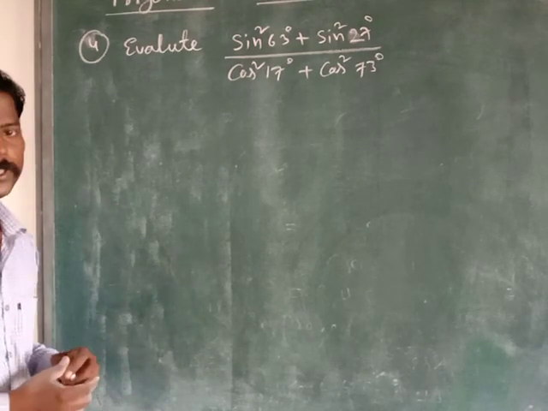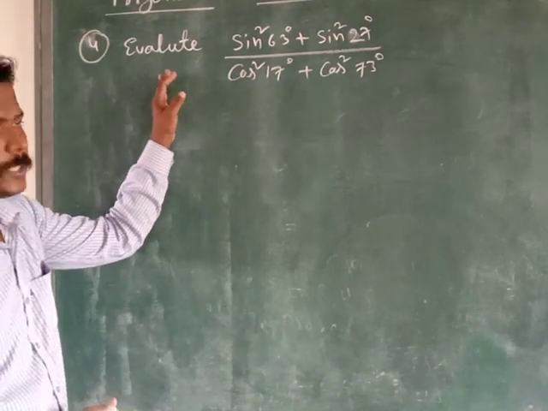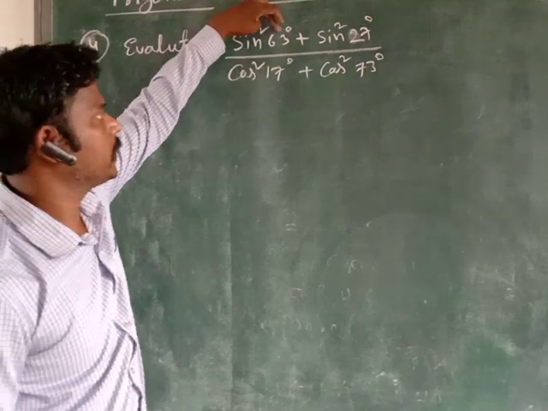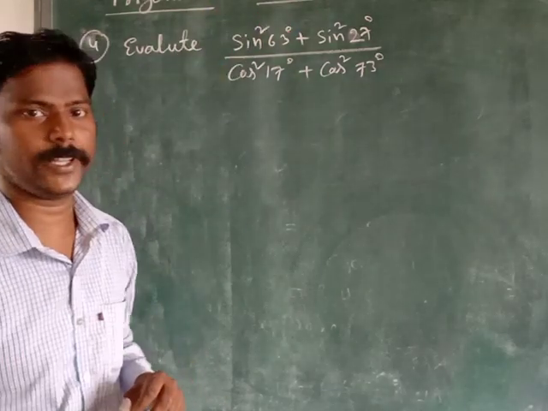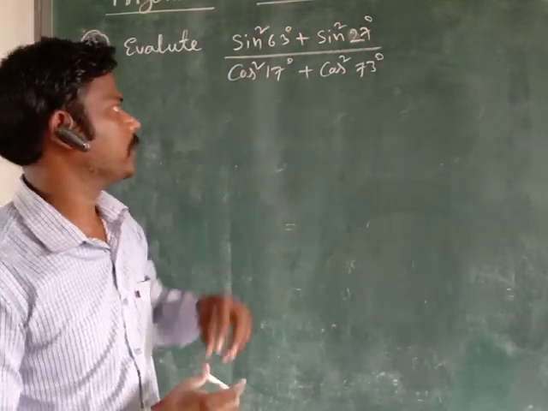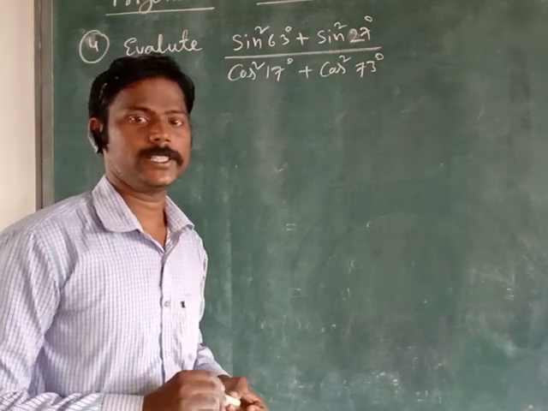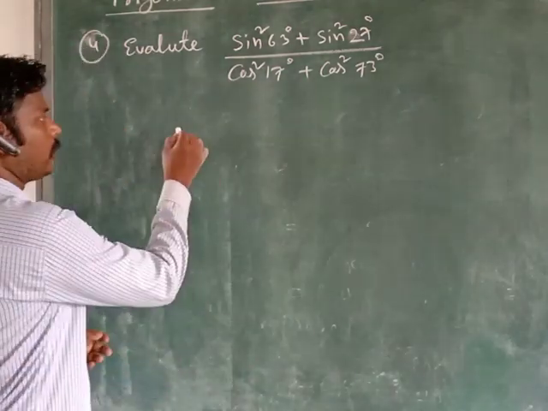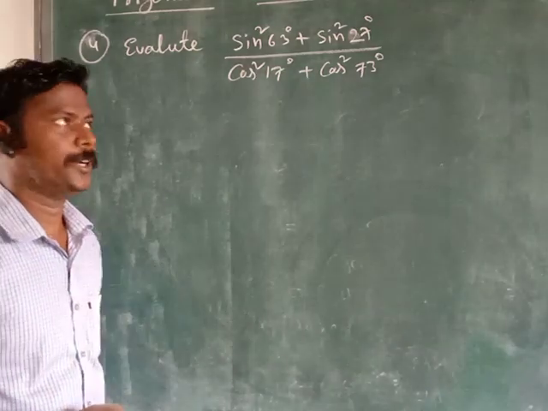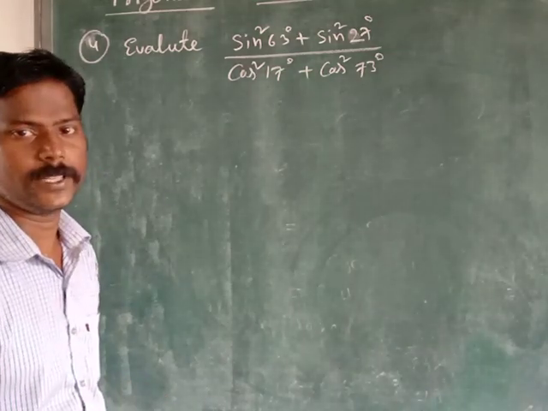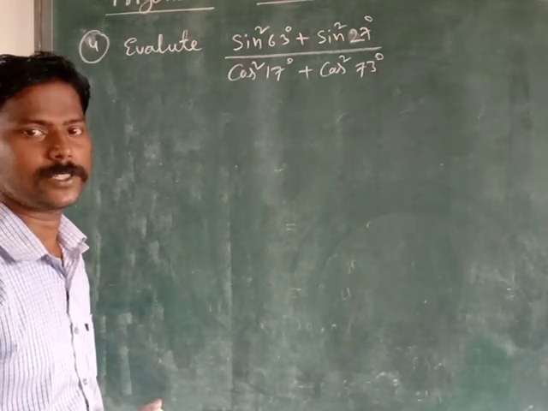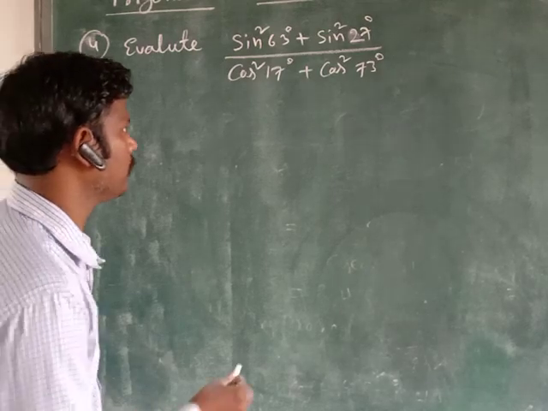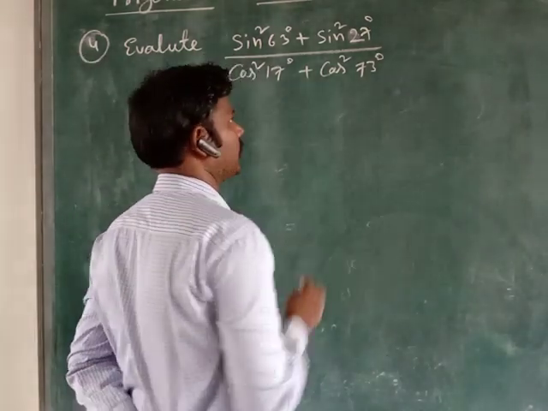Next we have the fourth question. Evaluate, that means simplify: (sin square 63 plus sin square 27 degrees) by (cos square 70 degrees plus cos square 73 degrees). So how can you simplify this problem? By using trigonometric identities and complementary angles also, children. You remember both also. What is the trigonometric identity?